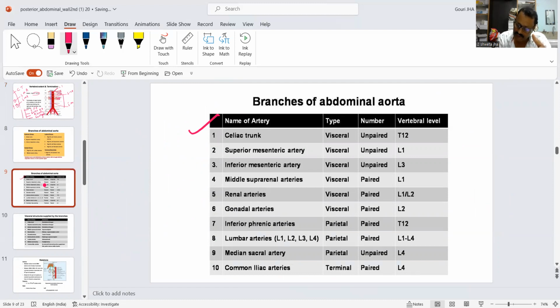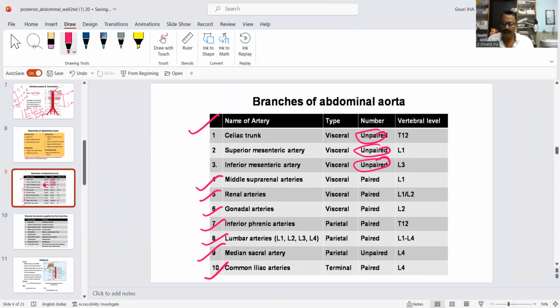and they are paired or unpaired. So we have seen that the celiac trunk is unpaired, the superior mesenteric artery is unpaired, and we have also seen the inferior mesenteric artery is unpaired. Now the remaining arteries, the middle suprarenal artery, the renal artery, the gonadal artery, the inferior phrenic artery, the lumbar artery, medial sacral artery, and the common iliac artery, they are all paired.